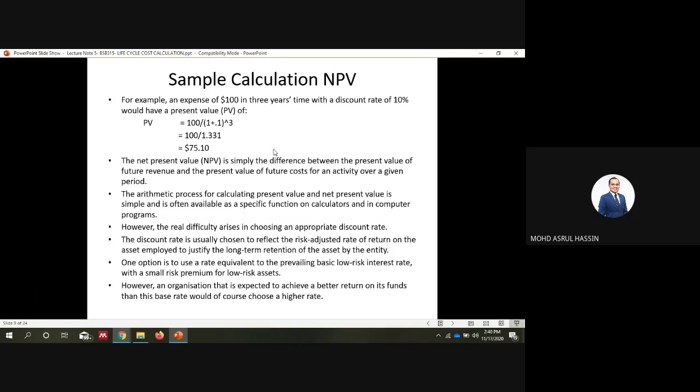Expenses of $100 in 3 years' time with a discount rate of 10% would have a present value PV of 100 divided by (1 plus 0.1, which is 10%) power 3. So that means we have about $75.10. The net present value is simply the difference between the present value of future revenue and the present value of future costs for an activity over a given period.